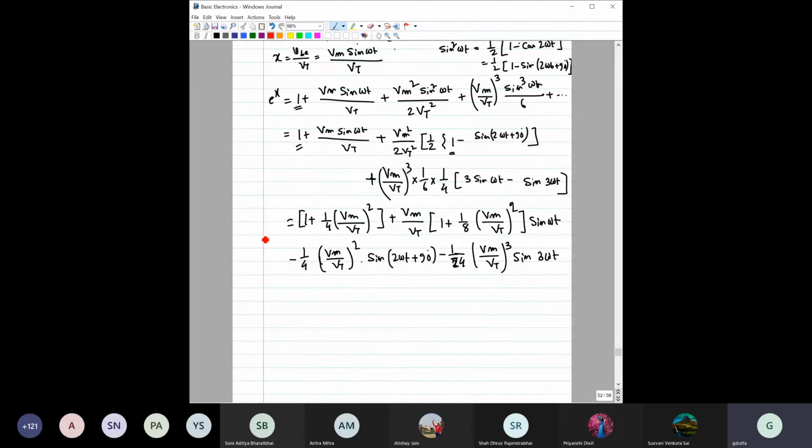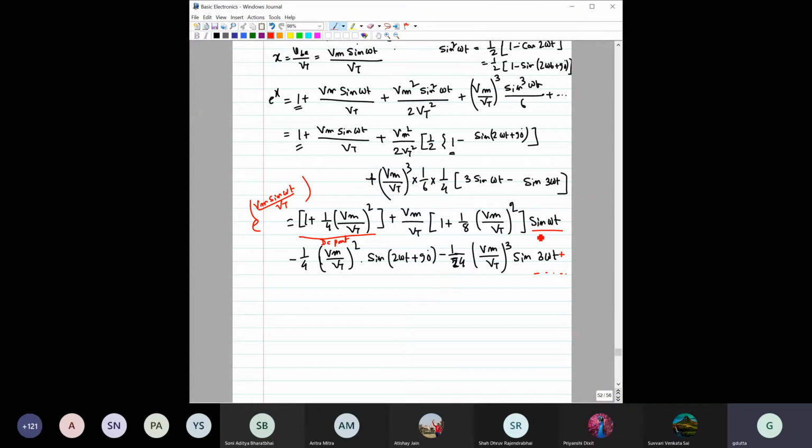Now notice carefully here. Whatever you have been given, you are basically doing this exponential of Vm sine of omega t by Vt. You are basically expanding this one, right? And what you have got is this plus dot dot dot, right? This is up to cube, right? You could have taken the higher orders as well. So you have seen, this is that DC part, right? This is without sine of omega t. This is not dependent on the omega, right?